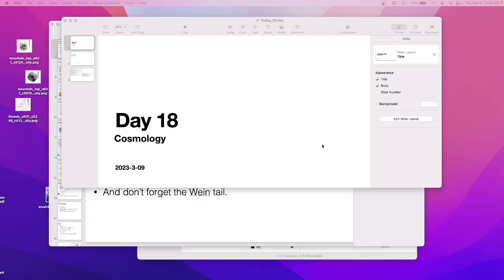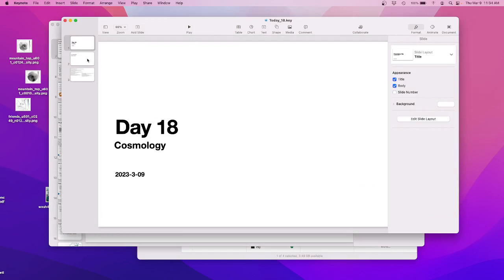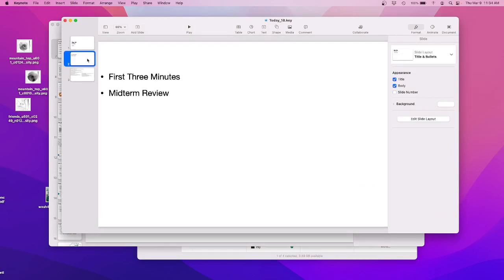All right, so today we're going to talk more about cosmology. Today is day 18. I'm going to talk about the first 3 minutes of the universe, and then I'll talk about a little window at 100,000 years, or 1100,000 years.